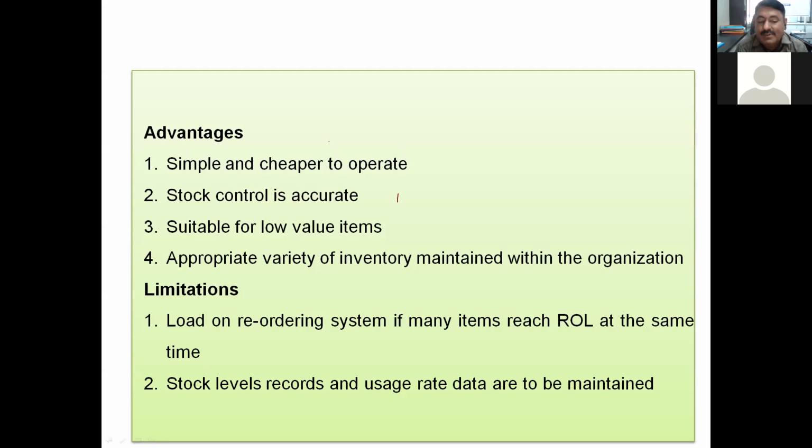The stock level records and usage rate data are required to be maintained. So here continuous maintenance of the stock levels, what is used and what is available, is needed. This data is continuously required to be accessed as it is based on the order quantity. Here time is not mandatory, or does not have that much significance, because more significance is given to order quantity. When the stock falls down to that particular level, only at that time will the next order be given.